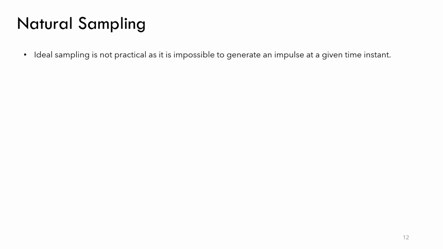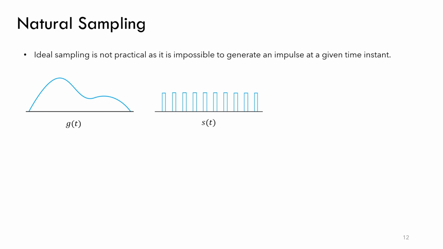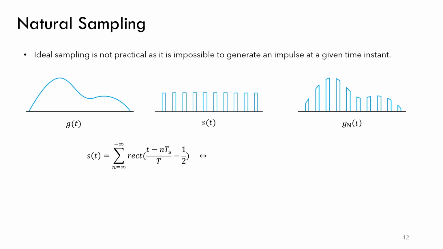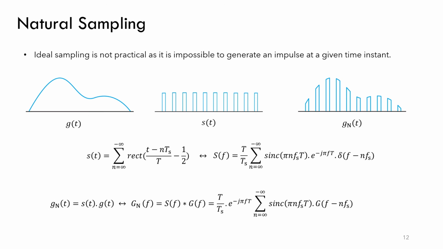Now let us see natural sampling. In natural sampling, we take the continuous signal g(t) and multiply it with an impulse train where each impulse is a rectangular pulse. This gives us g n(t). We can write s(t) as shown, and by now you should understand how the math works. It's very similar to our previous derivations.